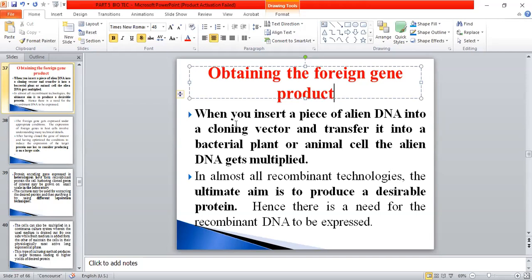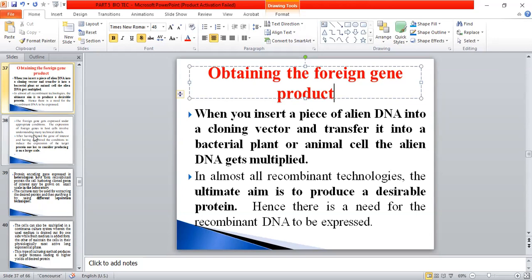After the biosynthesis, that will be the ultimate aim. Hence, there is a need for the recombinant DNA to be expressed. That is very, very important. Then only will the desired gene, the particular DNA molecules, produce the protein molecules. Already we know about that also, by the process called translation. Then that protein molecule is used for commercial purposes, and may be used for society. That is very, very important, my dear.